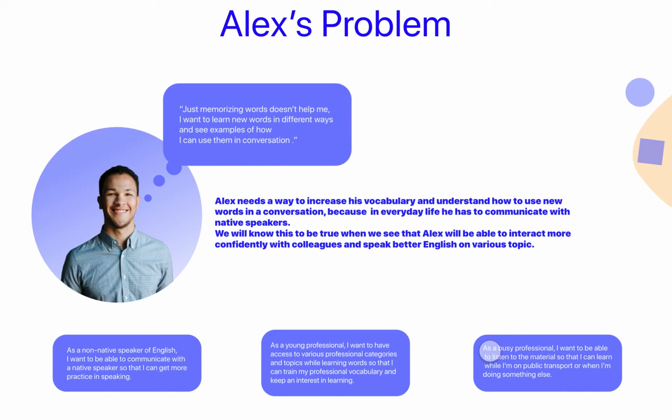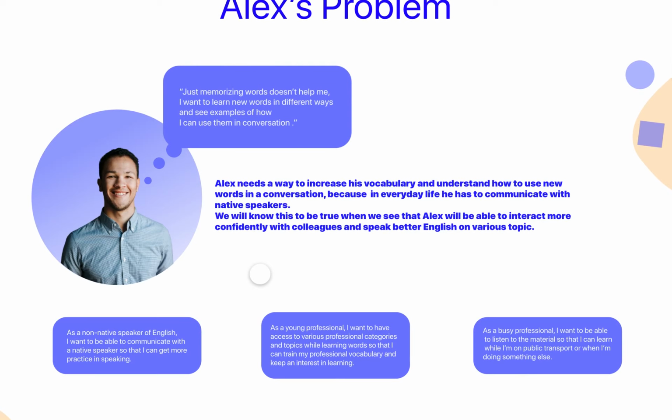Alex's problem: Alex needs a way to increase his vocabulary and understand how to use new words in a conversation, because in everyday life he has to communicate with native speakers. We will know this to be true when we see that Alex is able to interact more confidently with colleagues and speak better English on various topics. As a non-native speaker of English, he wants to be able to communicate with native speakers so that he can get more practice in speaking.